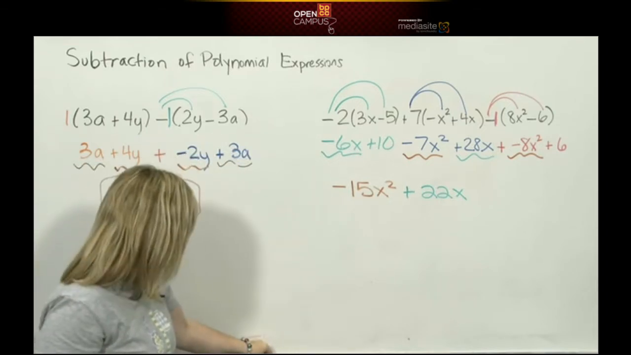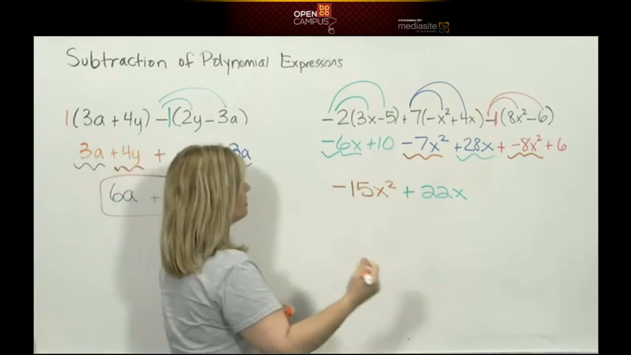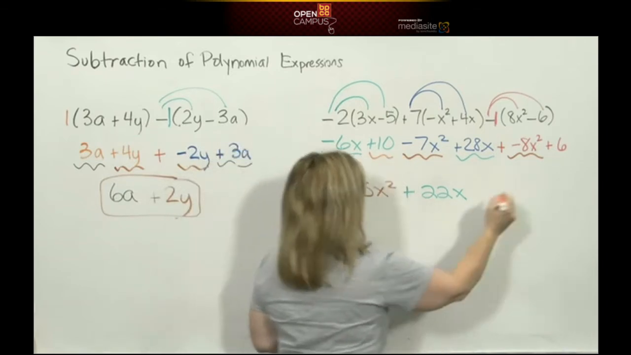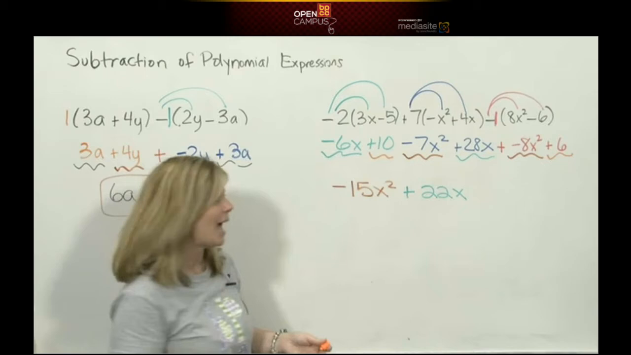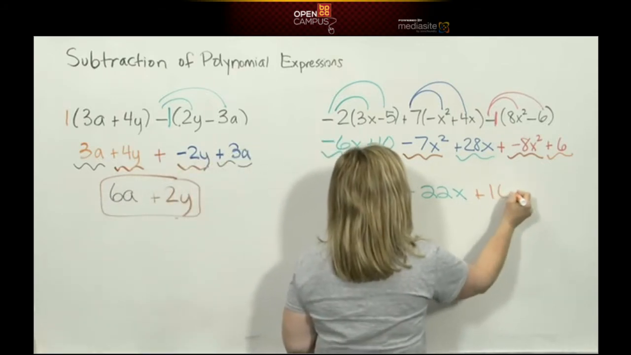Our last thing after coming in x would be our constants. That has no x. I got a positive 10 and a positive 6. They're both positive, so I would add, and I would get positive 16.